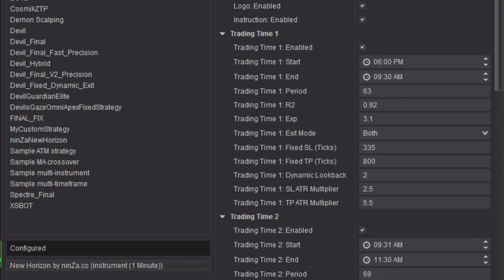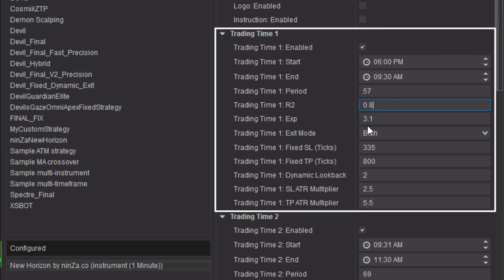Next, we're going to set up the configuration for the S&P 500. First, let's move to the Trading Time 1 section. Trading Time 1 will cover the lowest volatility session of the market, starting from 6 p.m. of the previous day until 9:30 a.m. of the next morning.